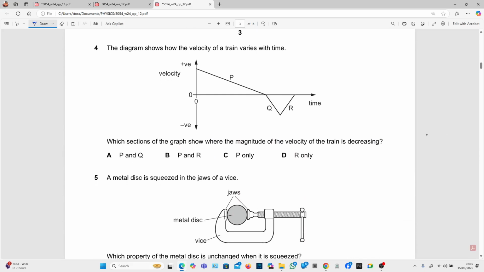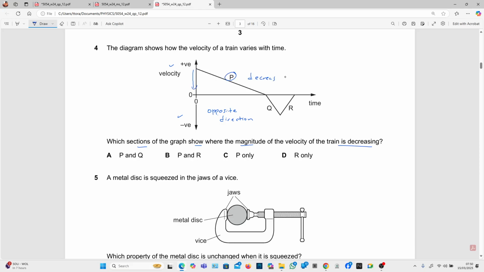Question number 4. The diagram shows how the velocity of a train varies. Now we understand that this is the positive velocity here and negative. So over here in this region, the train is moving in the opposite direction. So which sections of the graph show where the magnitude of the velocity of the train is decreasing? You can see the velocity is coming down here, so that shows a decrease.